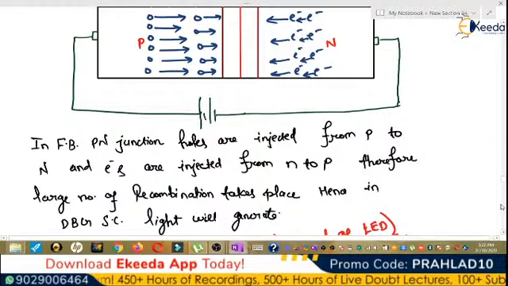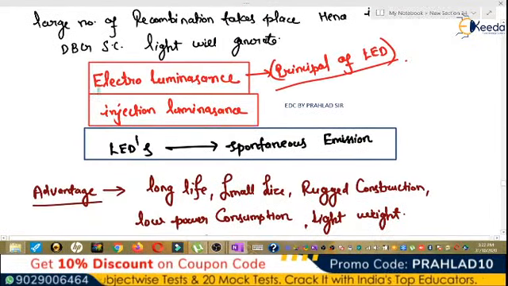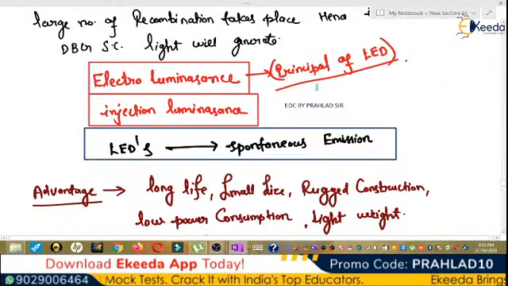In the forward bias PN junction, holes are injected from P to N and electrons are injected from N to P. Therefore, a large number of recombinations take place, hence in direct band gap semiconductors, light will generate. This principle is called as electroluminescence. This is the principle of light emitting diode, or this is called as injection luminescence. So in LEDs, there is spontaneous emission.